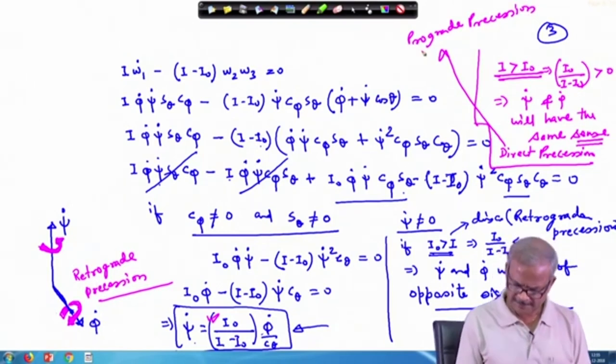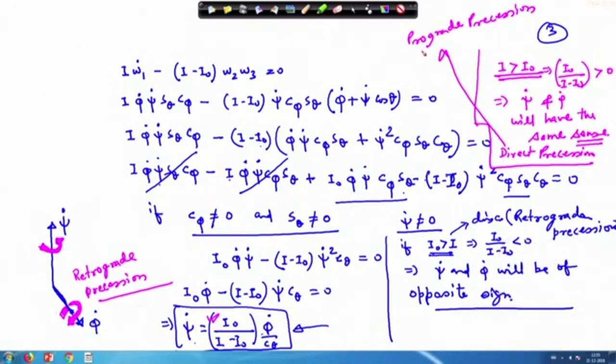Okay, so this completes this description for calculating the rate of precession. Basically, this gives you the relation between the rate of precession and the rate of spin. There are some things that you can observe from this equation, I will copy it on the next page.